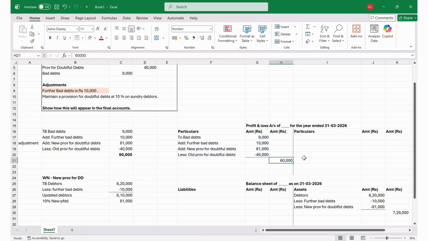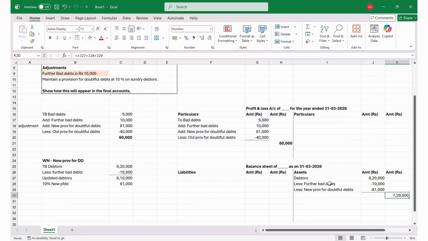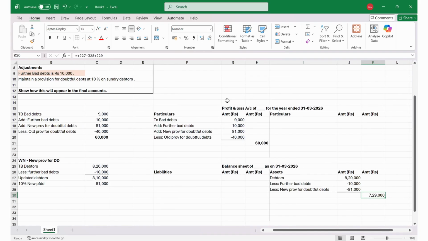This 60,000 is the net expense in our P&L because of bad debts and because of the extra provisioning that we are creating. So this is like extra expense for the business, and after all the extra expense, the final status of good debtors that we have in our business is 7,29,000. So this is the interpretation. Extract of profit and loss account and extract of balance sheet. So this is an extract. This balance sheet was also an extract.